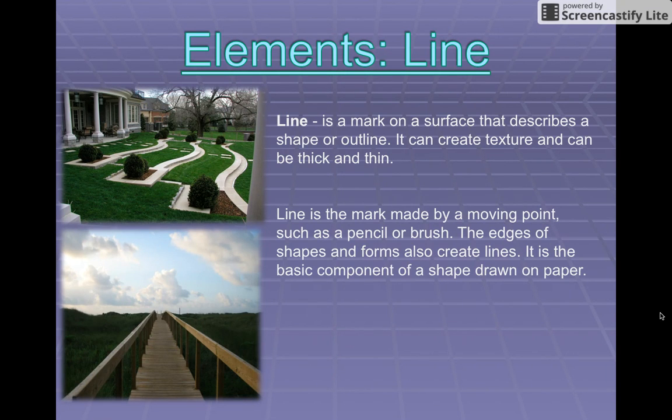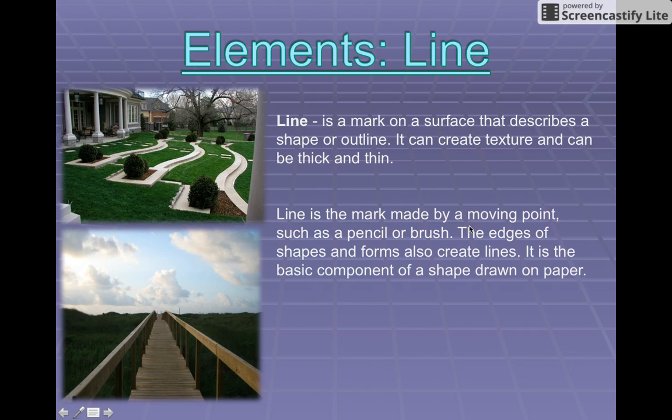Line is a mark on a surface that describes a shape or outline. It can create texture and can be thick or thin. So basically, we use line to start to describe things. So I can describe it as a thick line, a thin line. I can describe the surface saying, oh, it has a straight line, a curved line. But your definition of line is right down here.